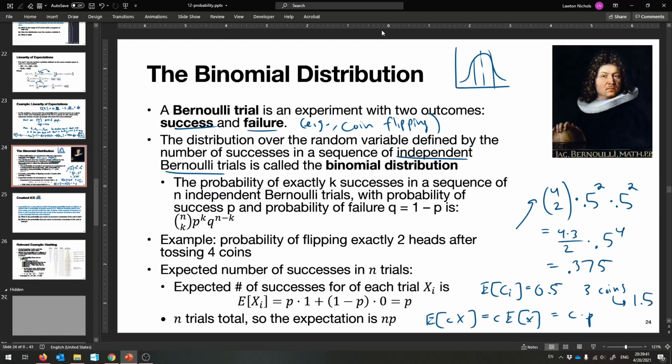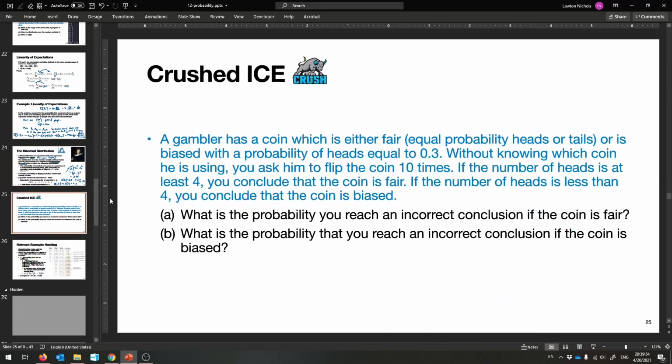We expect to see 1.5 heads. Isn't that cool? That's quite nice. That's the expectation. That is the idea. So that's the binomial distribution. That is all about success and failure. Okay, now we're experts at that.